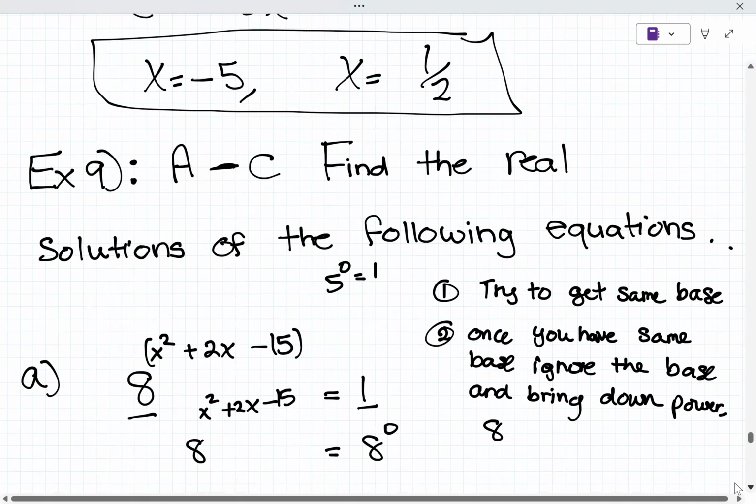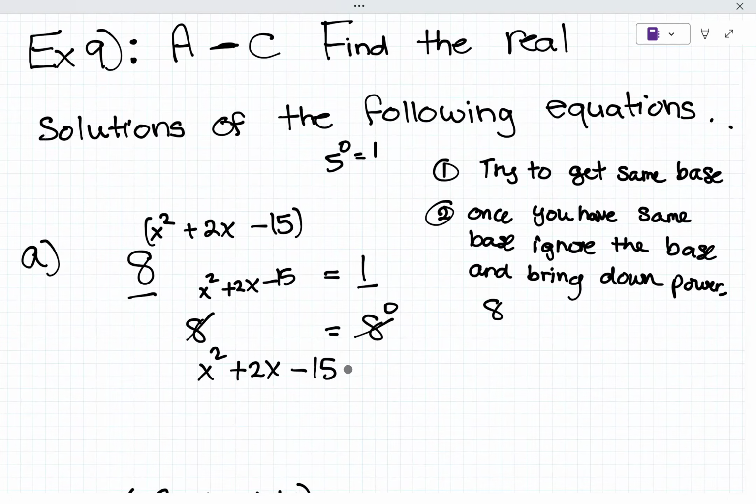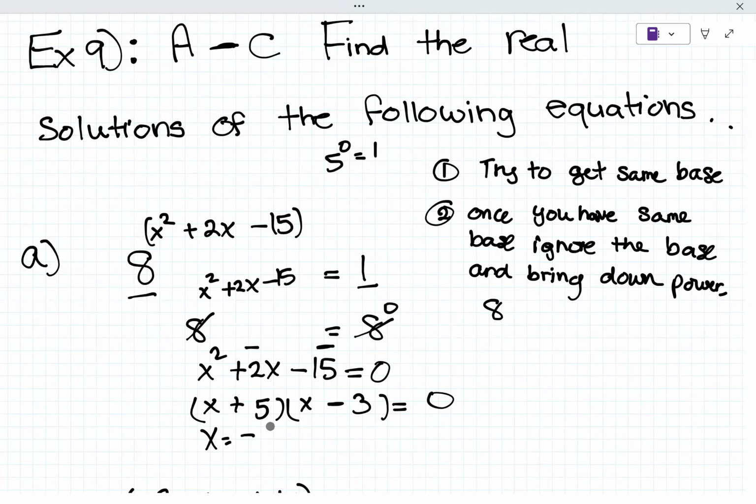Okay. Now, once you have a common base, ignore the base, bring down the power. And then factor this out: x, x, and then what multiplies to -15 and adds to give you 2? Only 5 and -3. I'll use positive 5 and -3, and when I solve for it, you get -5 and positive 3.